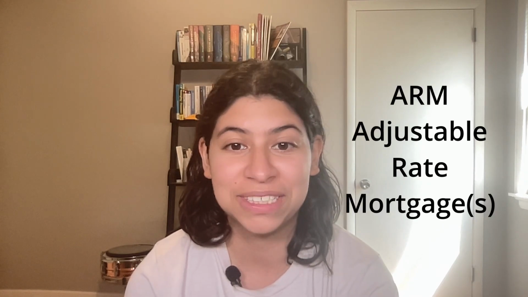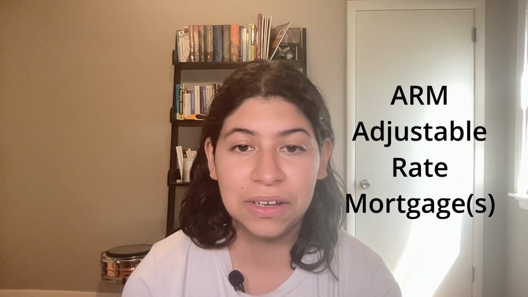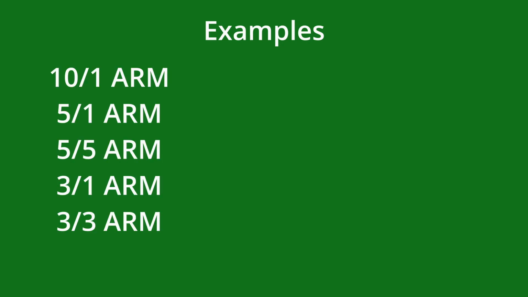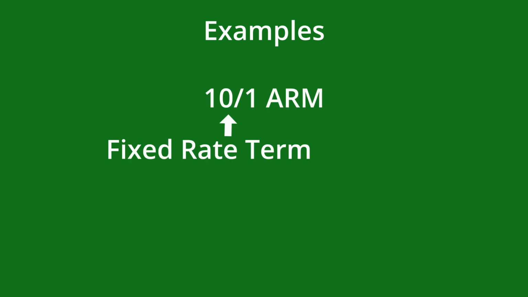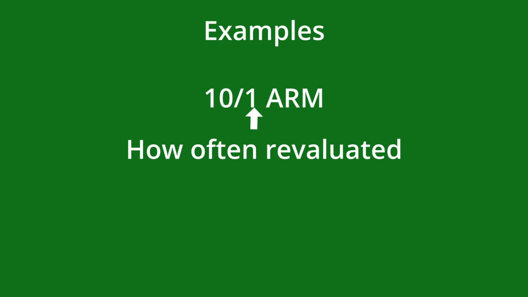So let's add another acronym to your tool bank, and that is ARM, or adjustable rate mortgages. Now, ARMs are generally denoted with two numbers. There is one number, then a slash, and another number, and I'm going to be putting this on the screen as I talk about it so it makes more sense. Some examples are a 10-1 ARM, a 5-1 ARM, a 5-5 ARM, a 3-1 ARM, or a 3-3 ARM. So that first number stands for the number of years you have that fixed initial rate. And then the number that is after the slash is how often that rate gets reevaluated after that.